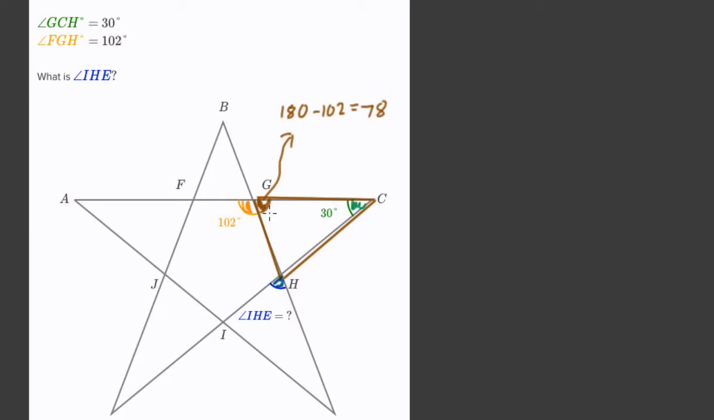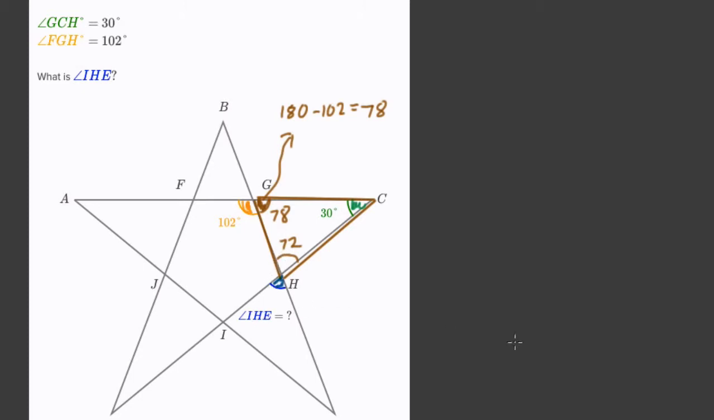So now we have 78 degrees and this 30 degrees. Our triangle is just missing this one angle. So again, it adds up to 180, right? So 78 plus 30 is 108. So we have 108 degrees so far, and to make 180 degrees, what do we need? Well, we just need 72 more degrees to make 180, right?